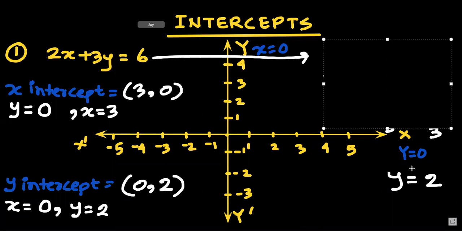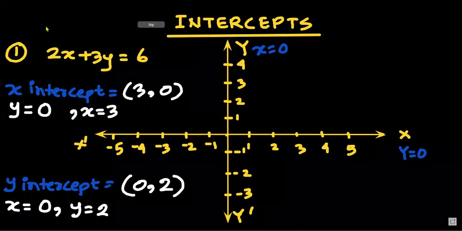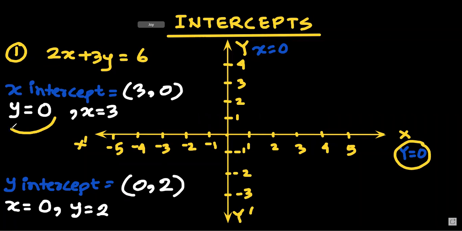So no need of graphing. You can just remember two things. To find the x-intercept, you should plug in y equals 0 in the equation. And to find the y-intercept, you should plug in x equals 0 in the given equation. And why? Because the x-intercept is the point where the curve is passing through the x-axis, and x-axis means y equals 0. That's why y equals 0. And the y-intercept is the point where the curve is passing through the y-axis, and y-axis means x equals 0. That's why to find the y-intercept, you need to plug in x equals 0.